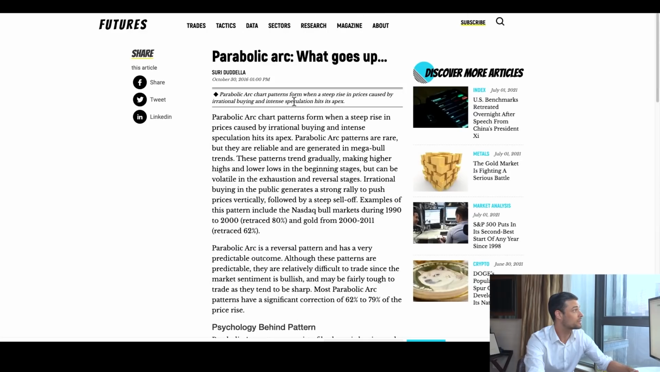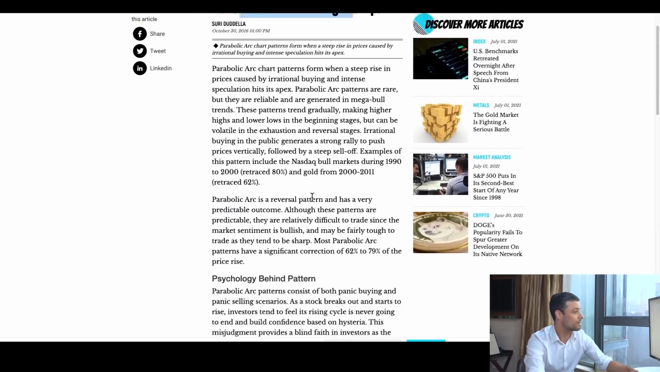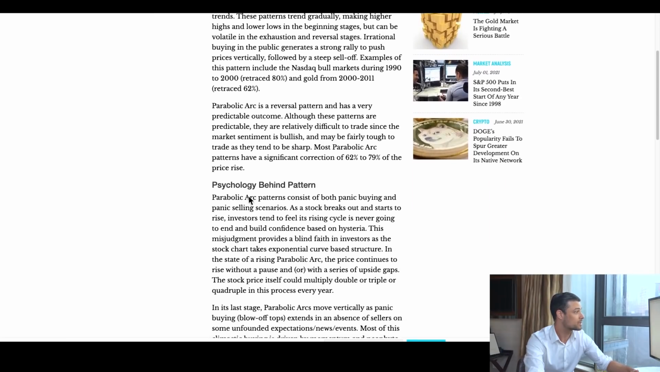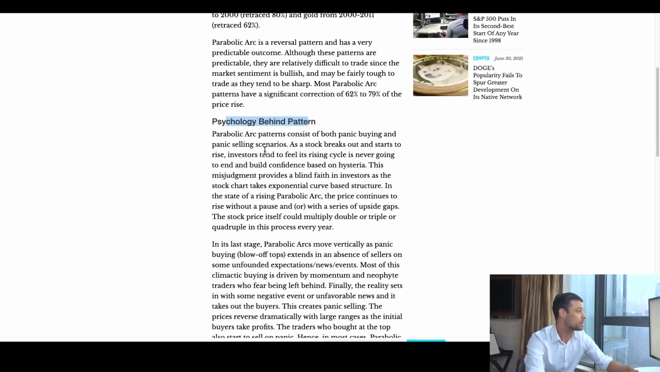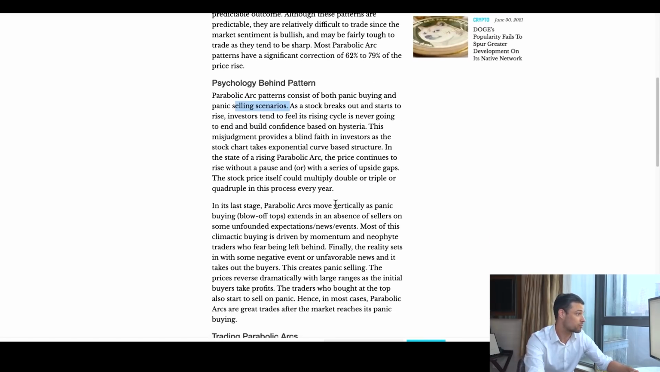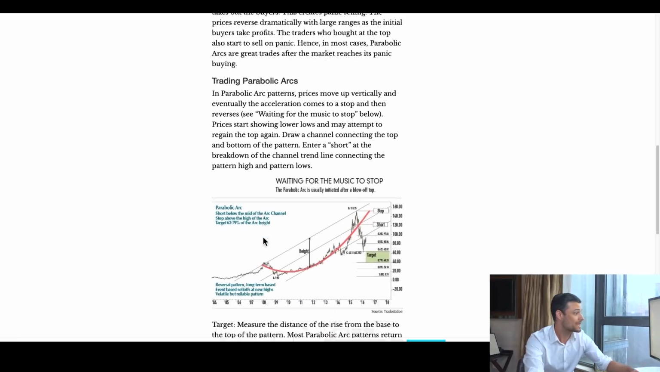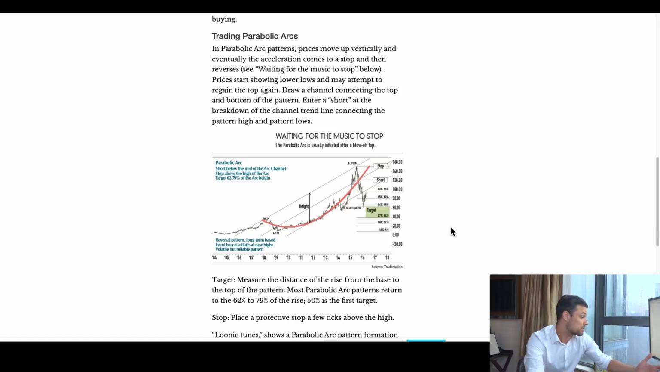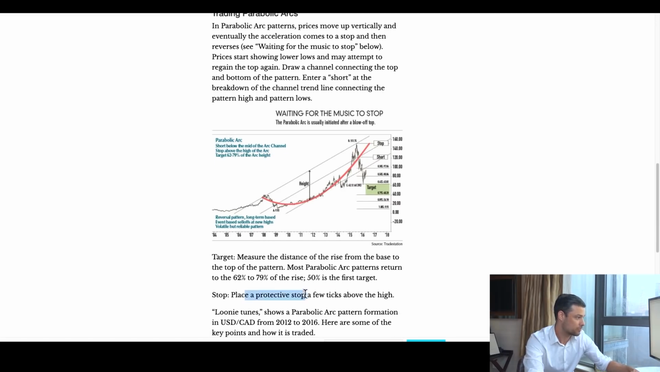They call it parabolic arc, what goes up, blah, blah, blah. They basically say there's a psychology behind the pattern, but the parabolic arc patterns consist of both panic buying and panic selling scenarios. Parabolic arc moves vertically as panic buying extends in an absence of sellers on some unfounded expectation, blah, blah, blah. So they're basically saying that it's a bearish pattern, guys, all right? This is what I found here: place a protective stop a few ticks above the high. So this is to take a short position.